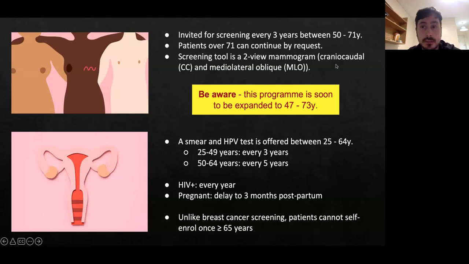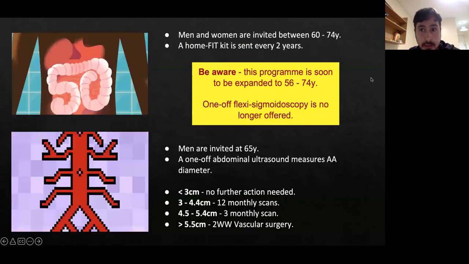And these are the key facts for this screening. For bowel cancer screening, men and women are invited between 60 to 74, and they're sent a home FIT, a fecal immunochemical test. This will recognize small microscopic amounts of blood in the stool, and this is sent home every 2 years. There was a small initiative to do a one-off flexi sigmoidoscopy, but this never went forward. So the home FIT is what you need to remember.